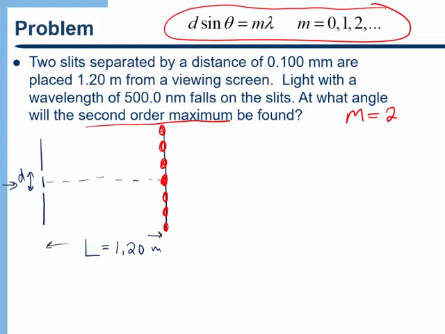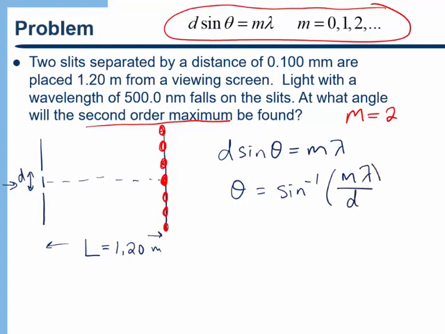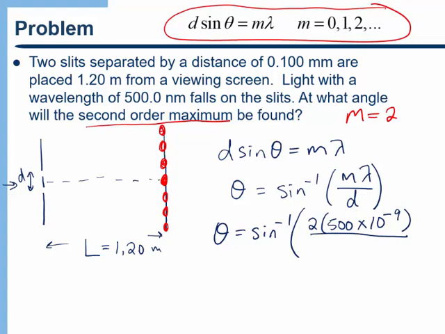Okay, so I want to use d sine theta is equal to m lambda. In this case, we'll just go ahead and solve for theta. We can see that theta is the inverse sine of m lambda over d. And therefore, theta is the inverse sine of m, which has a value of 2. Our wavelength is 500 nanometers. We've got to make sure to put that into meters. So 500 times 10 to the negative 9th meters. And divide by the distance d, which also has to be in meters: 0.100 times 10 to the negative third.